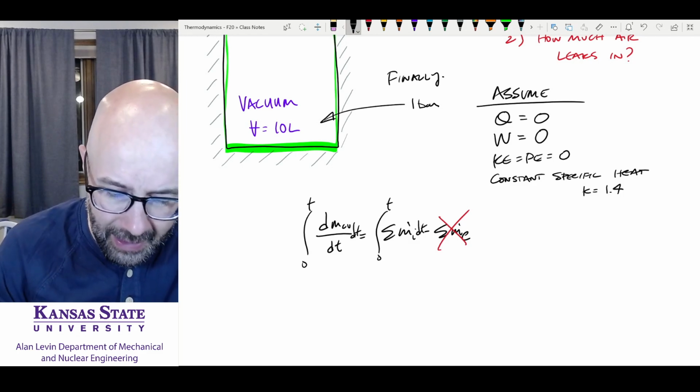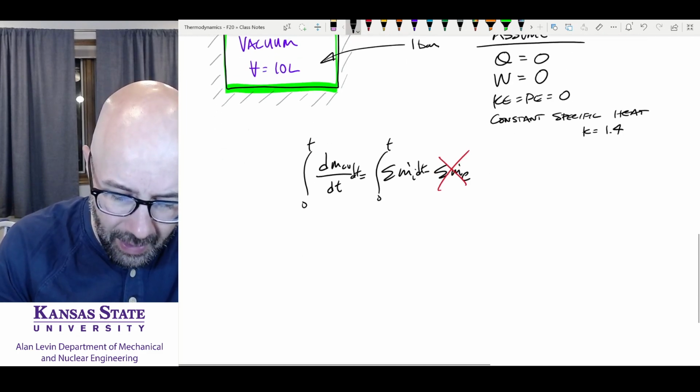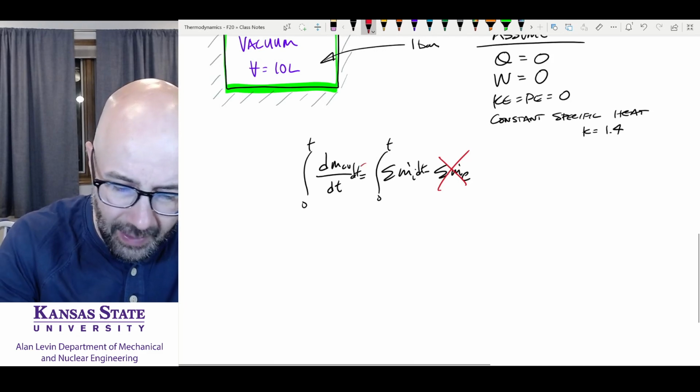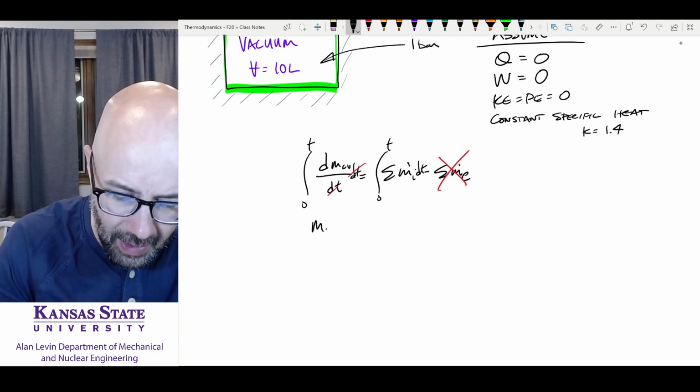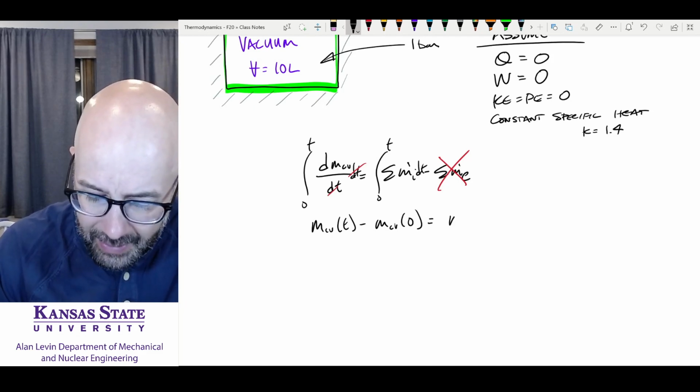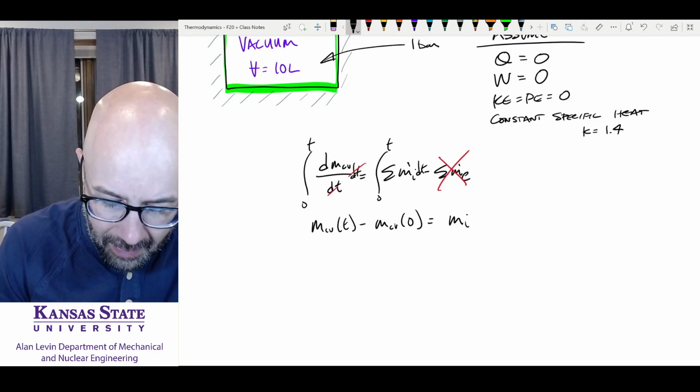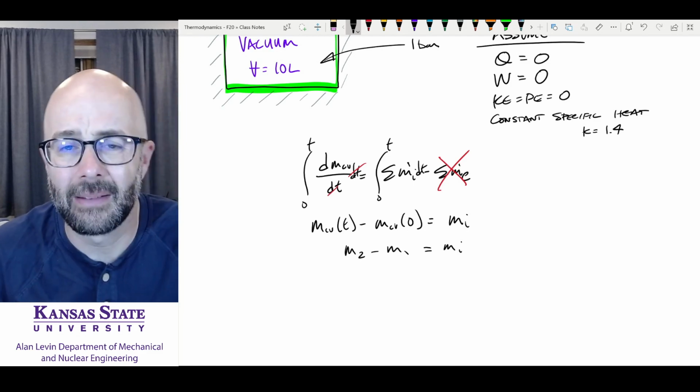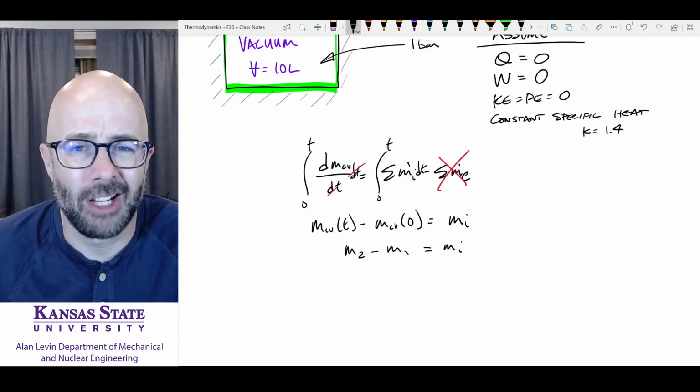And what we're going to get is that these dt's cancel. And we're going to get the mass of the control volume at time t minus the mass of the control volume at time 0 is going to be equal to the mass in, or I can say that mass 2 minus mass 1 is equal to mass in. That makes a lot of sense.